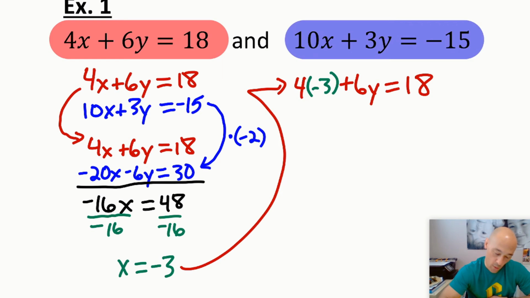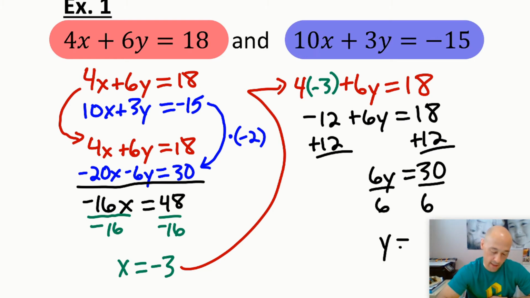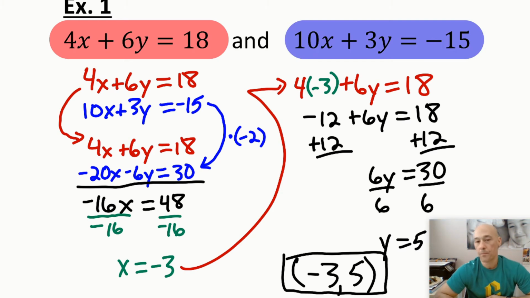Now to solve for y, 4 times negative 3 is negative 12, plus 6y equals 18. I'm going to add 12 to both sides to get my y value by itself. 18 plus 12 is 30. Now I divide by 6, and y is equal to 5. So my coordinate point, x equals negative 3, y equals 5. So my answer is negative 3, 5. And that's my solution right there.